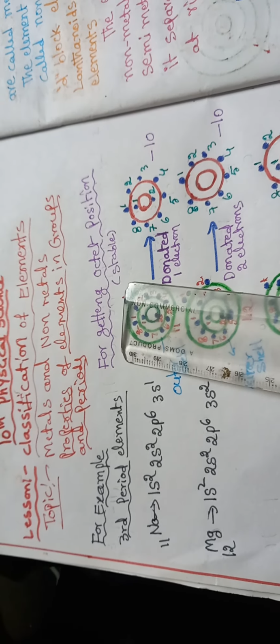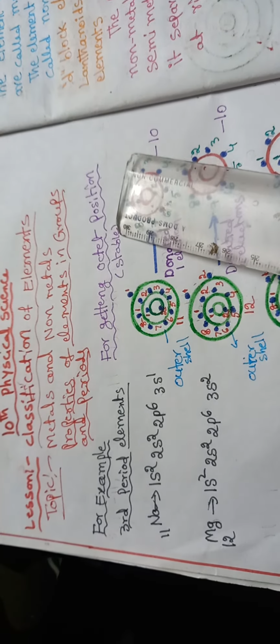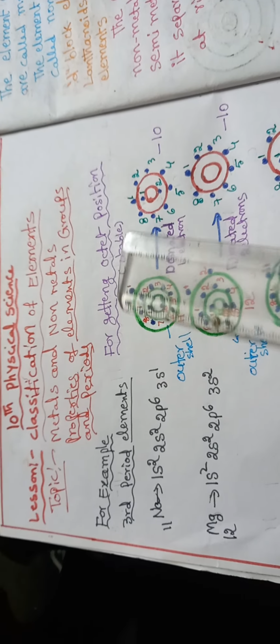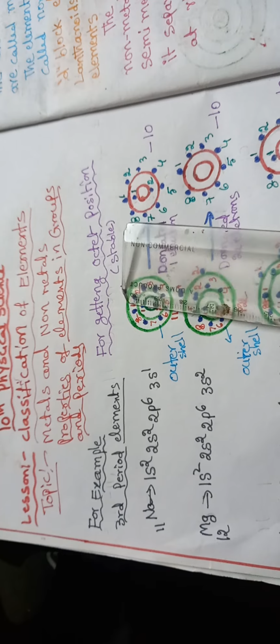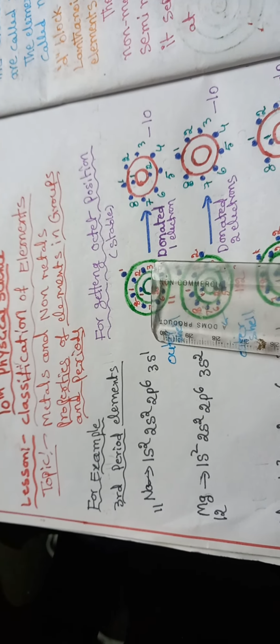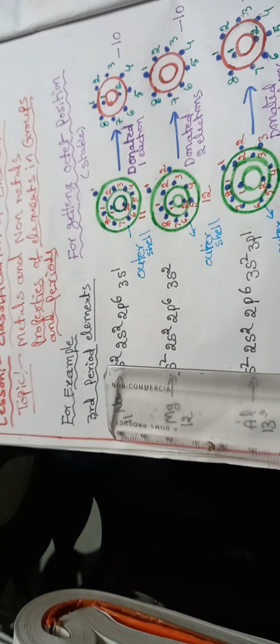Every element in the modern periodic table is trying to get the octet position. Octet means 8 electrons, so the outer shell must be filled with 8 electrons. Then the element becomes inactive, like the noble gases. For example, third period elements are taken here.